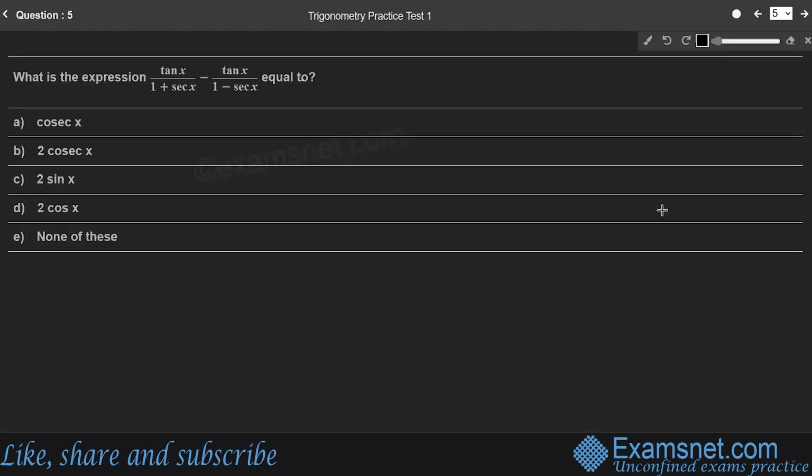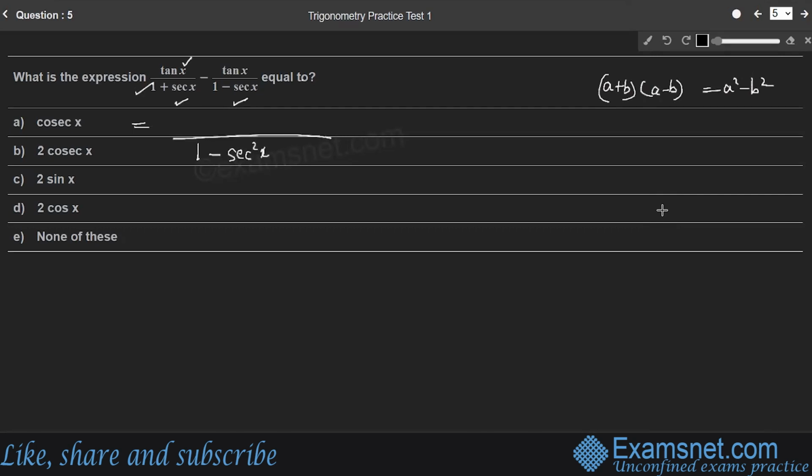Question number 5. What is the expression tan x by 1 plus secant x minus tan x by 1 minus secant x equal to? So, students, let us consider the LCM of the denominator, which is 1 plus secant x into 1 minus secant x, right? So, which is in the form of a plus b into a minus b is equal to a square minus b square, right? Therefore, 1 plus secant x into 1 minus secant x becomes 1 minus secant square x.